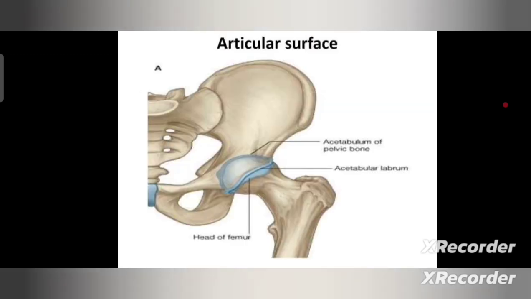Next is the diagram of the articular surface. It is formed by the acetabulum of the pelvic bone, that is the hip bone, the head of the femur and the acetabular labrum.